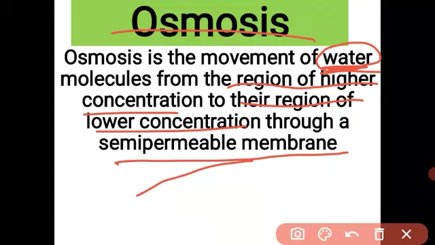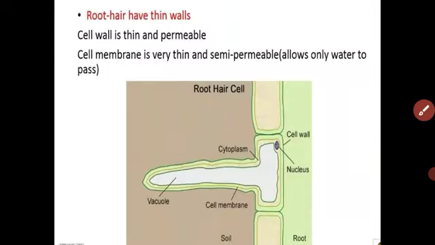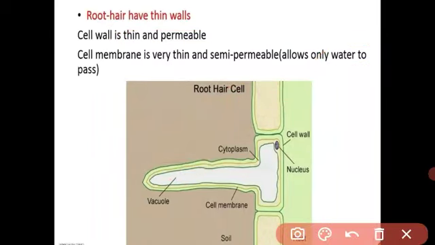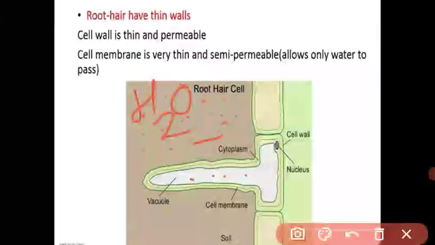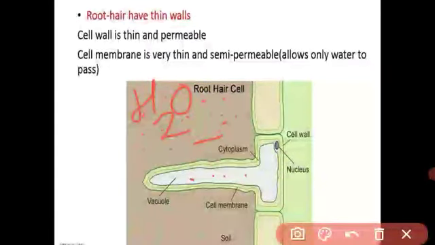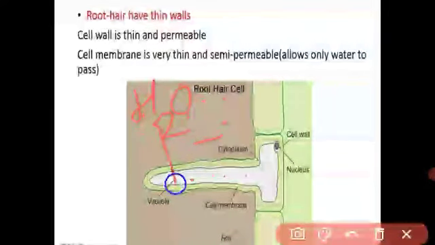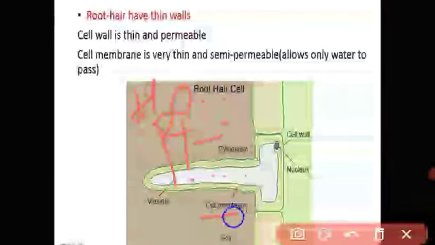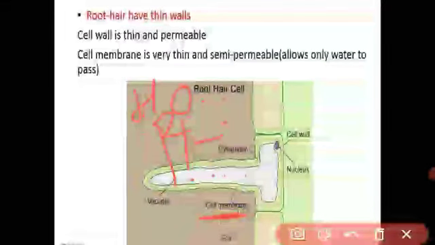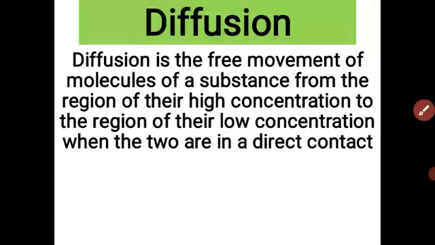I will explain, see, this is the structure of the root. There is a high concentration of water in the surrounding as compared to the cell sap, which has a low concentration of water. By the process of osmosis, the water molecules move from the region of high concentration to the region of low concentration through a semi-permeable membrane. The cell membrane is a semi-permeable membrane. This is called osmosis.